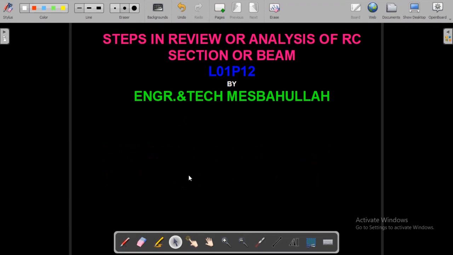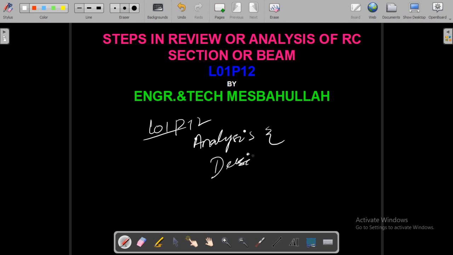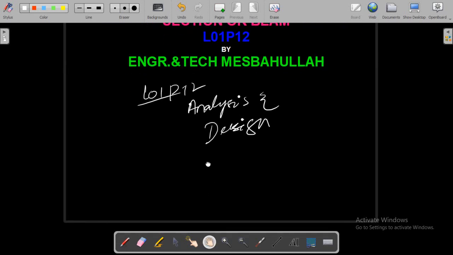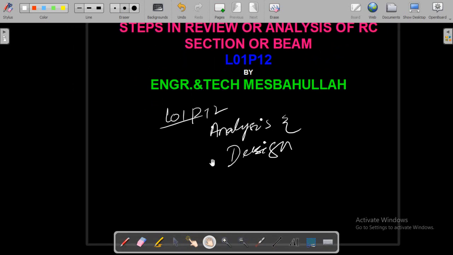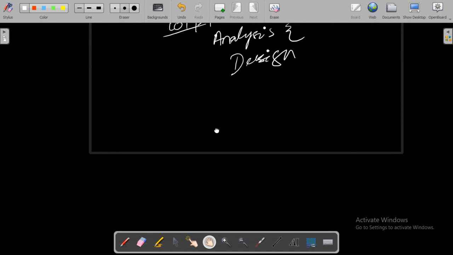Student, as you see in lecture 01 part 12, we define the difference between analysis and design. What is the difference between these two? So in today's lecture I will summarize the steps which will be followed in the analysis or review problem.